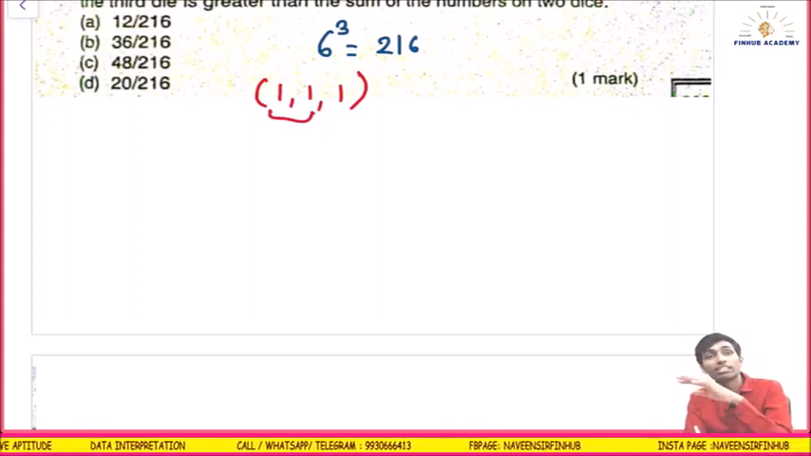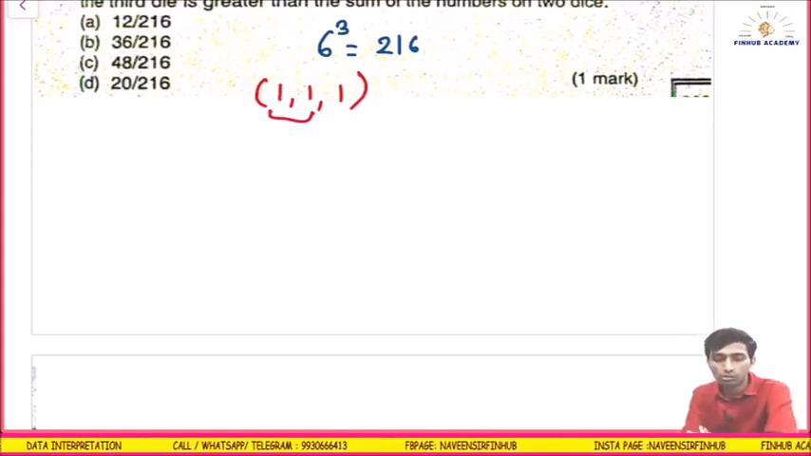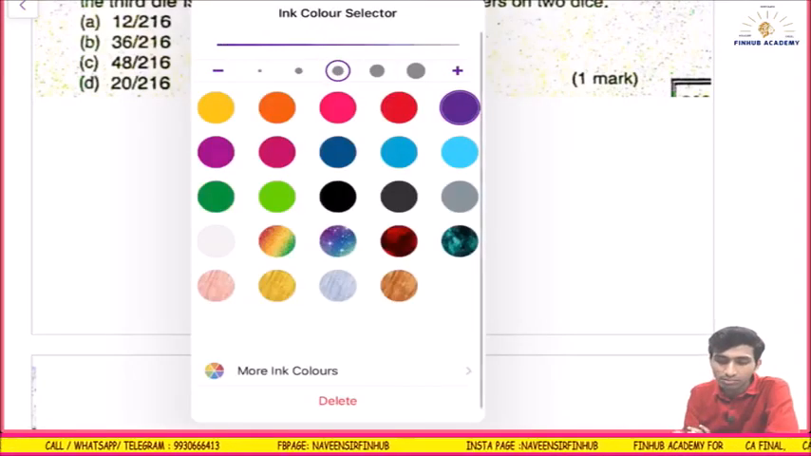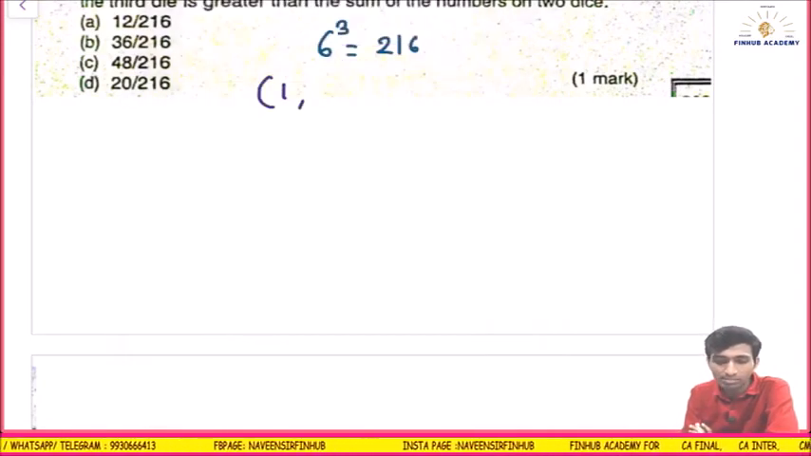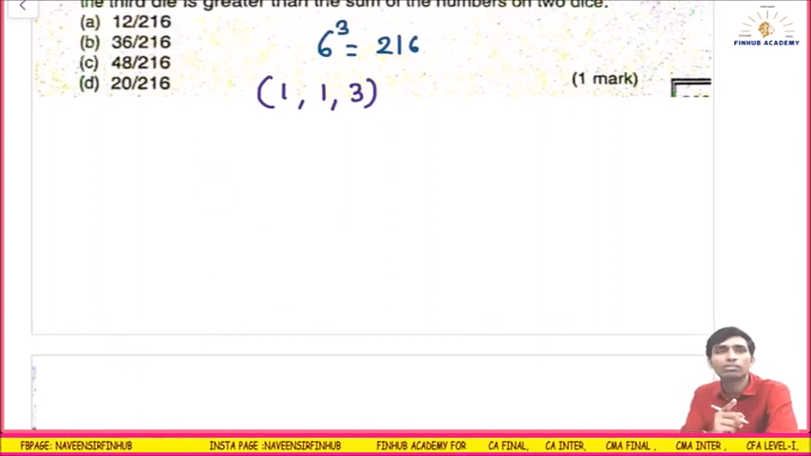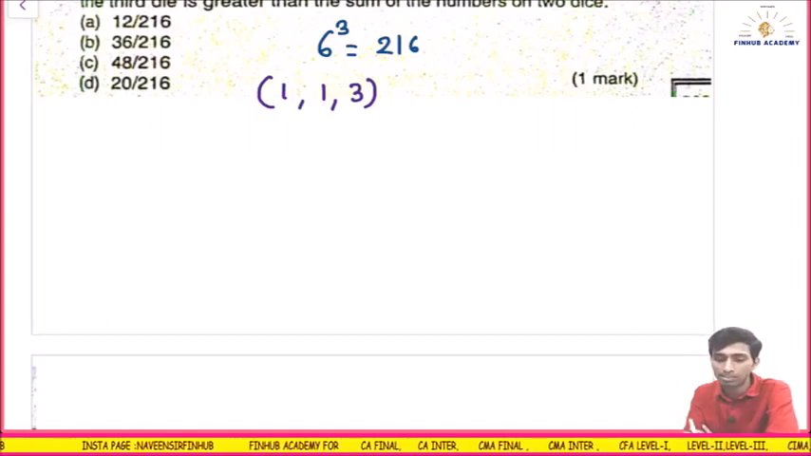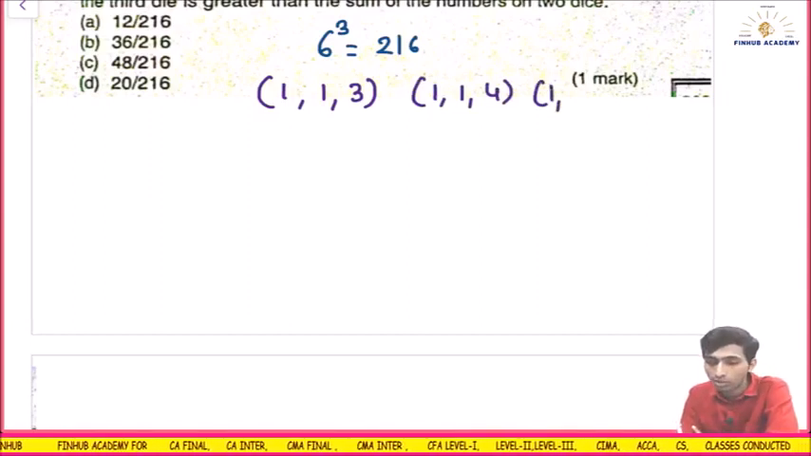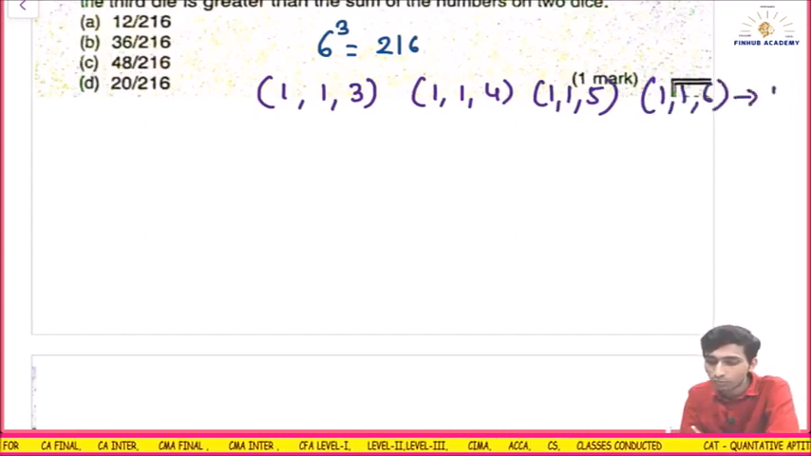The third digit should be greater than the sum of the first two, so this is not possible. So what I will do is, first I will keep 1 as constant, so 1, next is 1. 1 plus 1 is 2, so I will take directly 3 here. This is one outcome. The first two numbers are 1, 1, plus is 2, so 2 is less than 3, possible. In the 1, 1 series, 1, 1, 4 is possible. Understood? 1, 1, 5 is possible. 1, 1, 6 is possible. So I got 4 numbers.